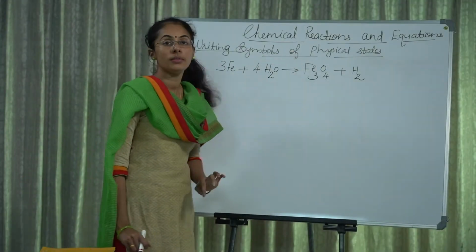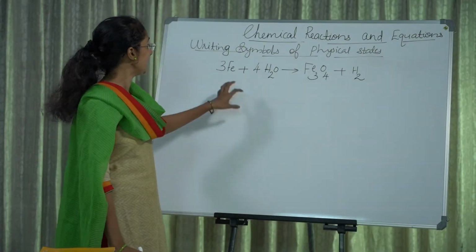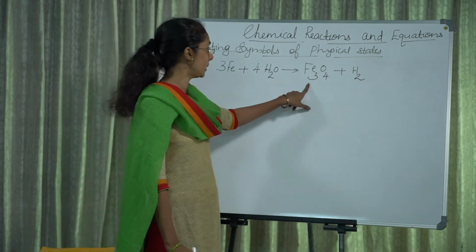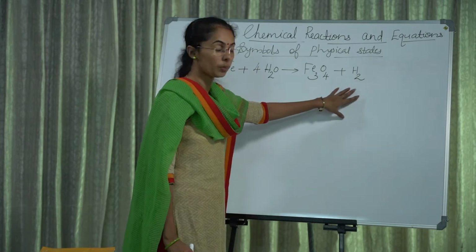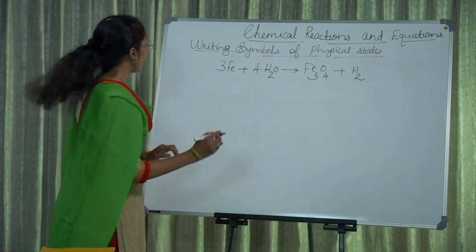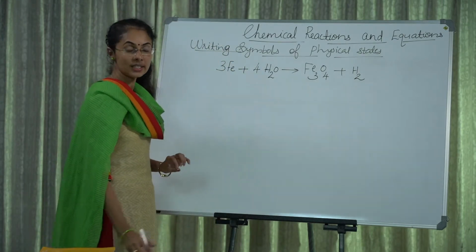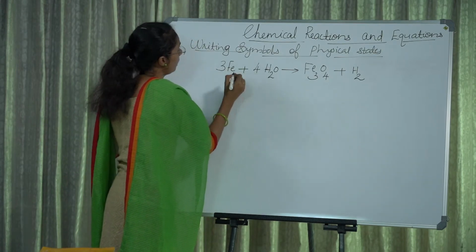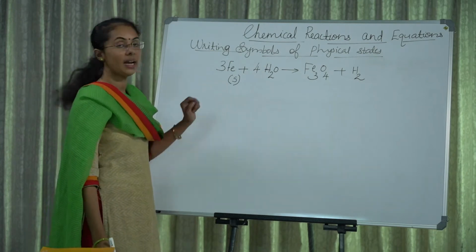Writing symbols of physical state. In this example, 3Fe plus 4H2O gives Fe3O4 plus H2. First one is Fe. That Fe is in solid state, so we can represent the symbol S.